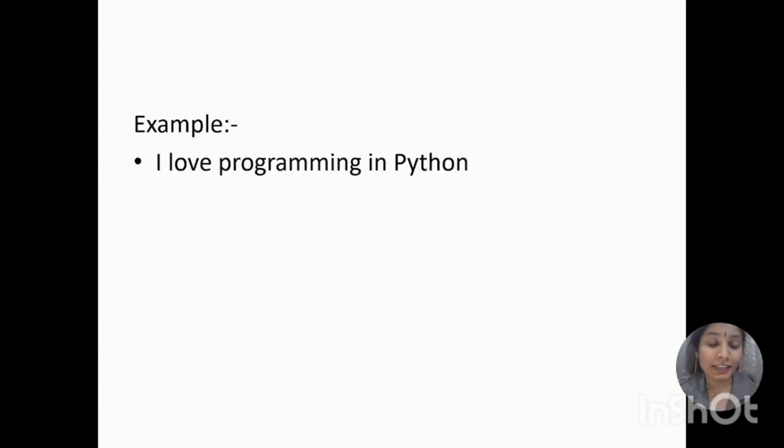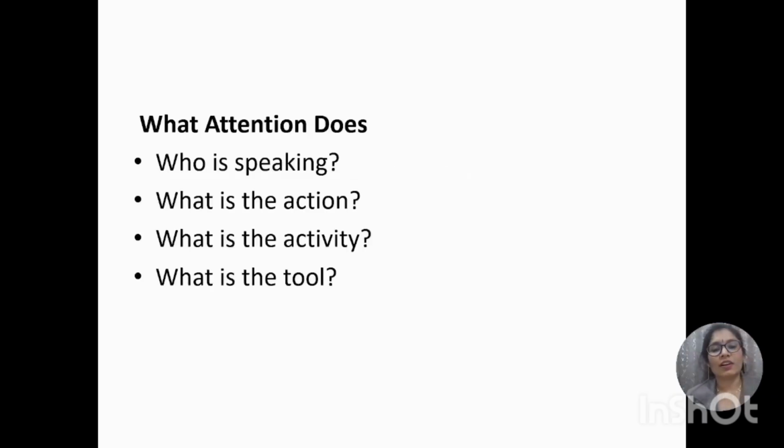Let's take one simple sentence, for example, I love programming in Python. When humans read this sentence, we automatically understand the relationship between these words. But a machine does not understand language like humans do. Now we are going to see what attention does.